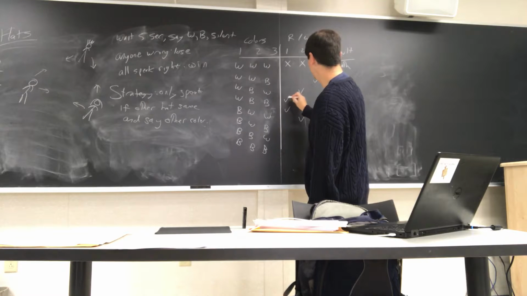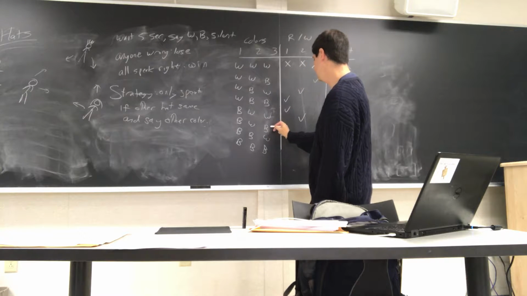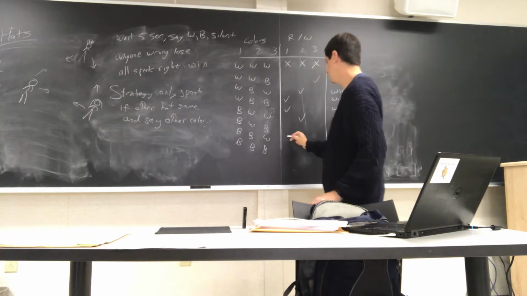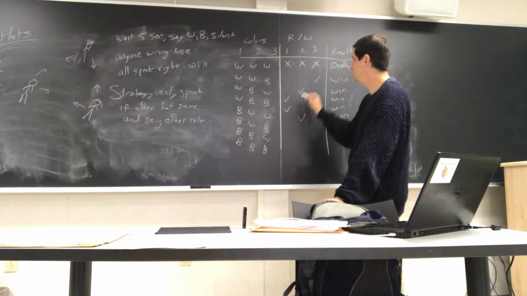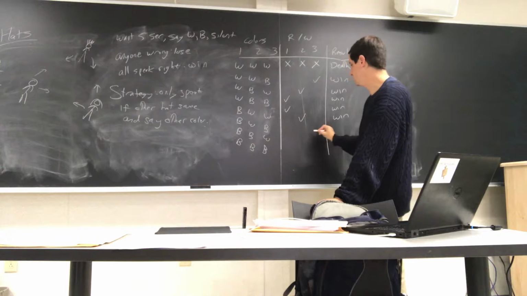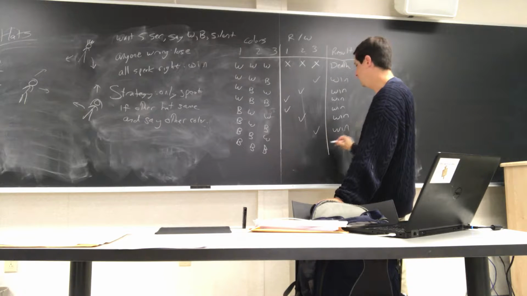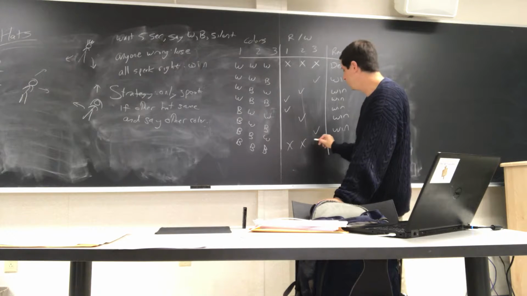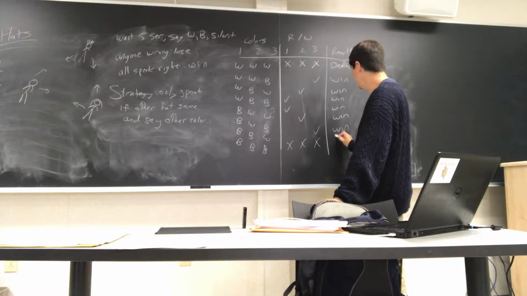1, 2, 3, 4, 5. So 6, 1. And then the last one. Did I miss one? Oh no! 1, 2, 3, 4, 5, 6. Okay, good. 7. So this one is the last one, and you win. And the last one is wrong, wrong, wrong, and death.